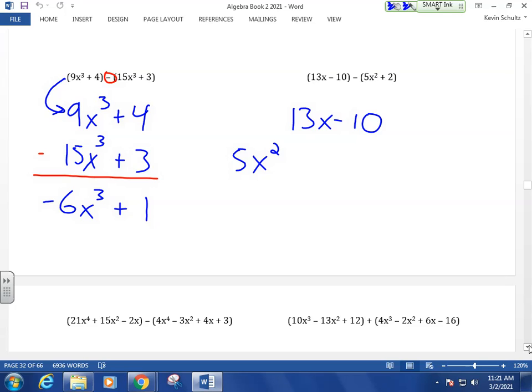Okay? And then I don't want to put my positive 2 beneath my 13x because I can't combine those. I want to leave a space where an x term would go if I'd had one and put the positive 2 below my negative 10. So I'm still aligning like terms.